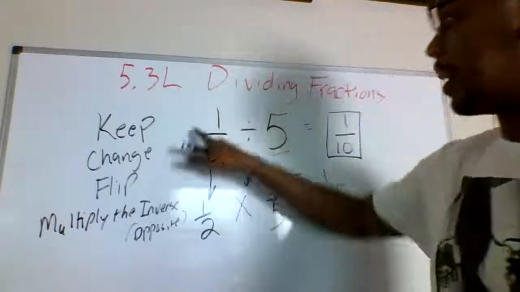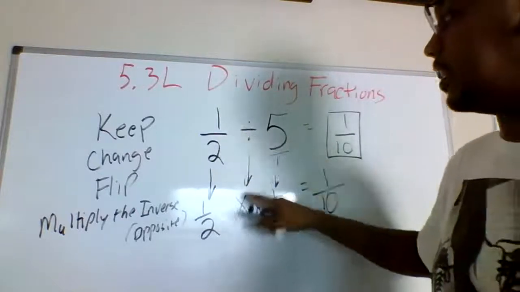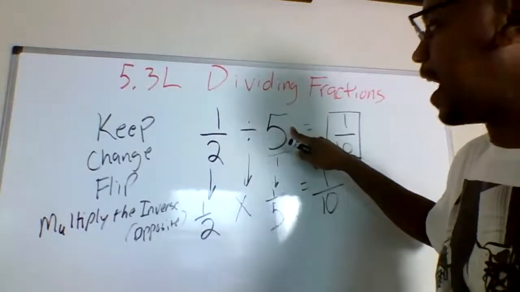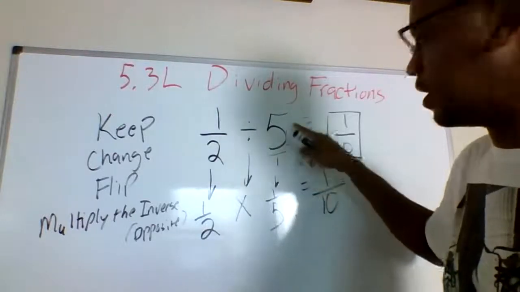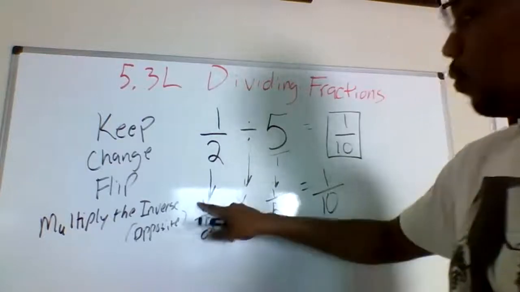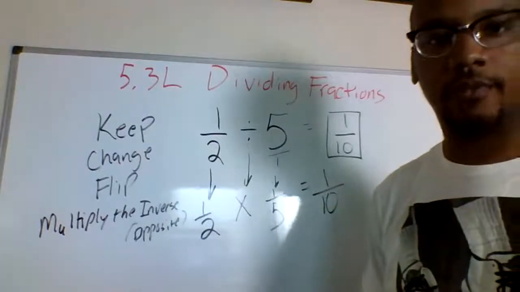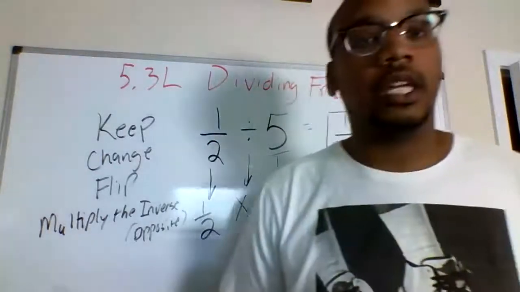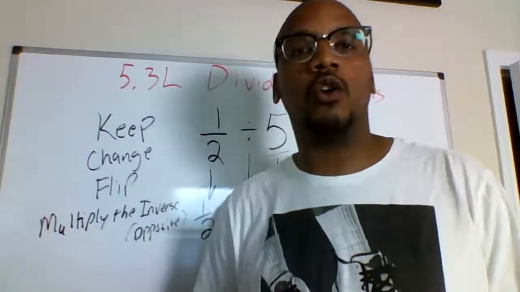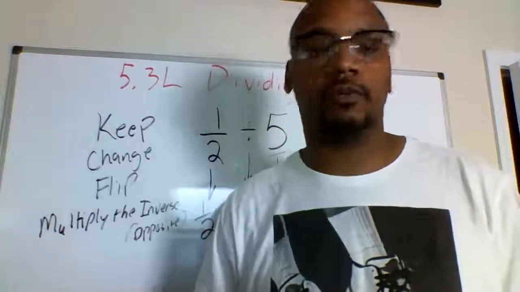So I keep 1/2 the same. I divide, changing it to multiplication, and then 5 is the same thing as 5/1. So I flip that upside down and it becomes 1/5. 1 times 1 is 1. 2 times 5 is 10. 1/10. Any questions about number 1? You can type them in now. If you have no questions, give me the symbol, the circle with the line drawn.